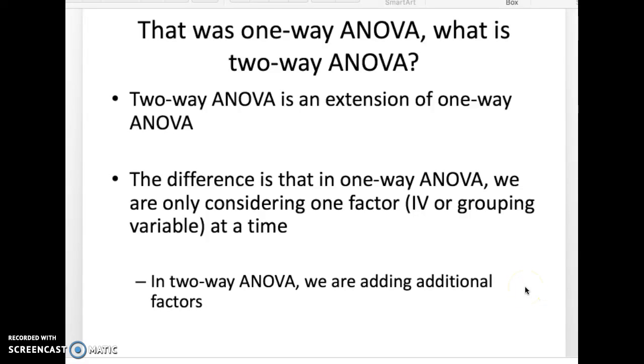Welcome to video 3. This is where we left off. We were talking about one-way ANOVA, and now we need to talk about two-way ANOVA. Two-way ANOVA is an extension of one-way ANOVA. The difference is that in one-way ANOVA, we're only considering one factor, that is, one independent variable or one grouping variable at a time. In two-way ANOVA, we are adding an additional factor.